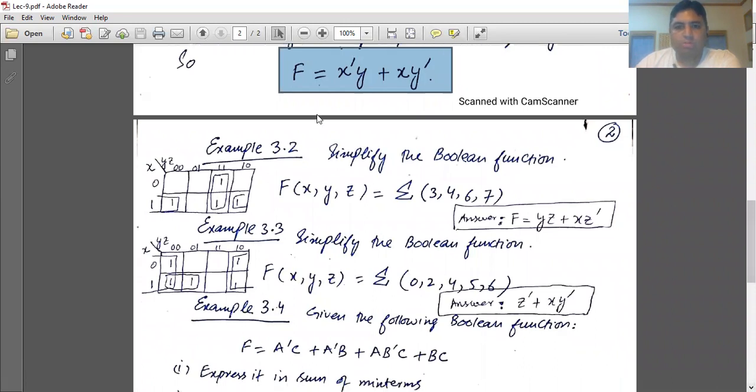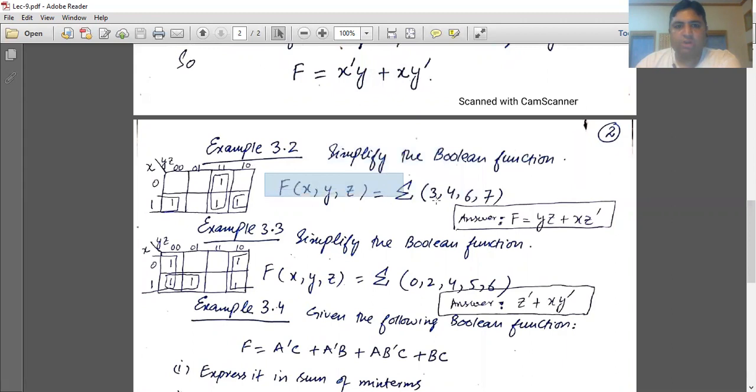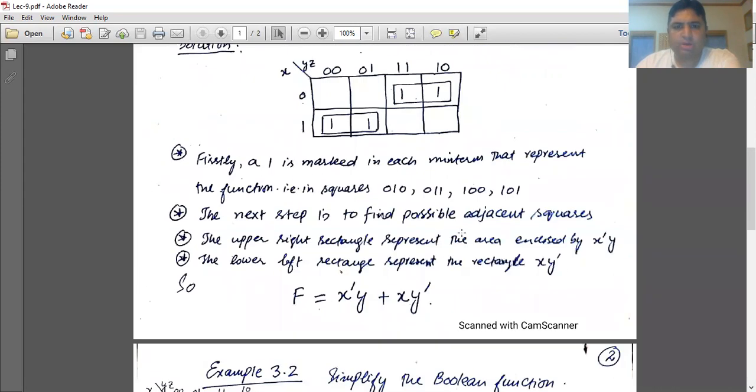Again, simplify the Boolean function. This is the given function, f(x,y,z) is equal to sigma 3, 4, 6, 7. These are the four minterms. Again, I have made the K-map here. You can make the K-map on the downward side, just like here.